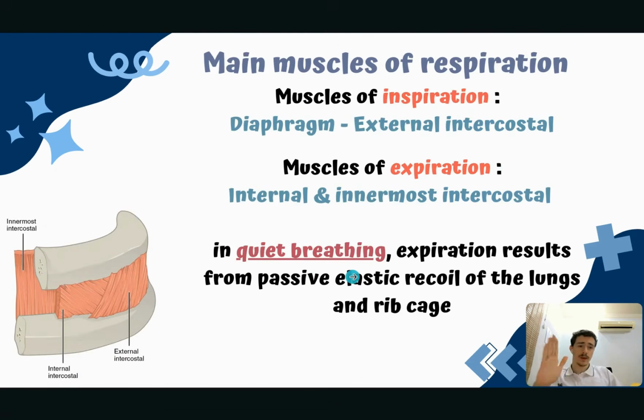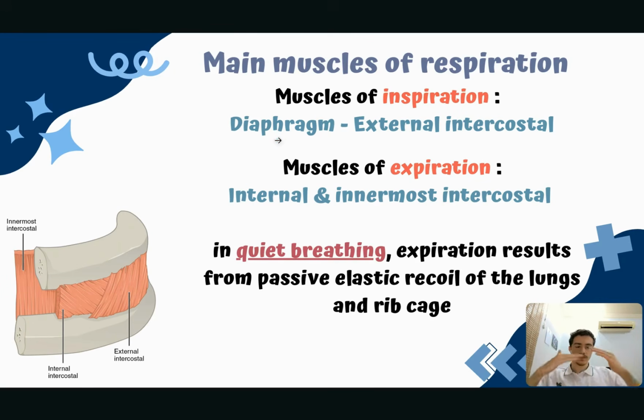Last thing we're going to talk about is the main muscle of respiration. We talked about the intercostal muscles, the external intercostal muscles, and the innermost intercostal muscles. What is the main function of them? Let's go into details just one last time, and we're going to finish. The main muscle of inspiration, as we said, is the diaphragm.